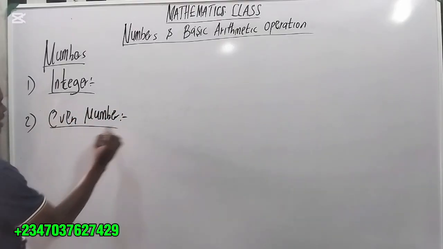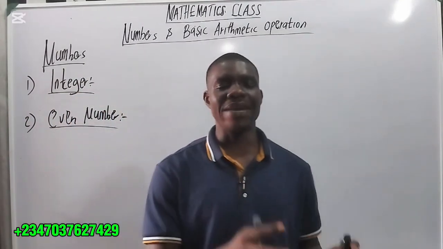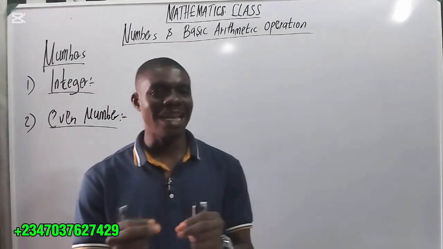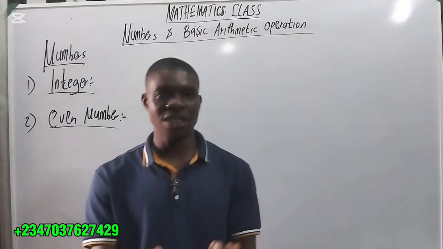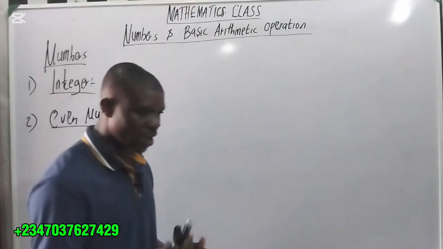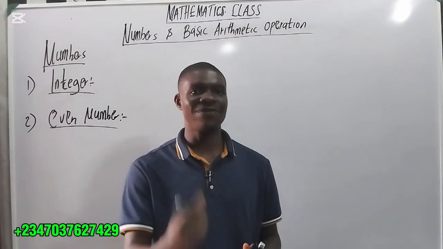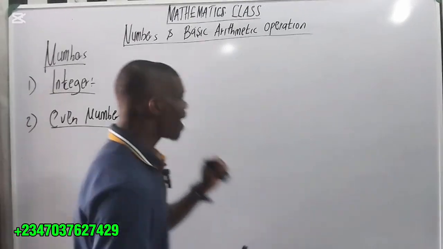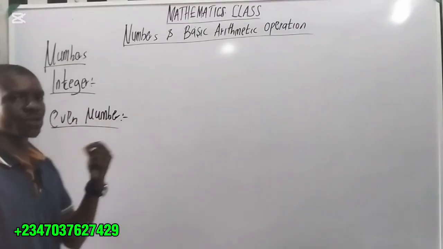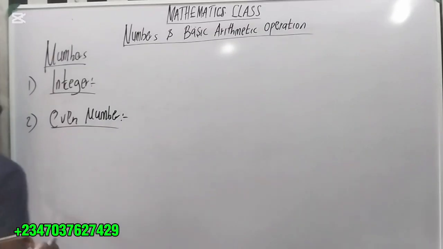What is an even number? Leave a comment. Now, an even number is any integer that is divisible by 2. Let me say it again. An even number is an integer which is divisible by 2. So as far as an integer is divisible by 2, it is called an even number.